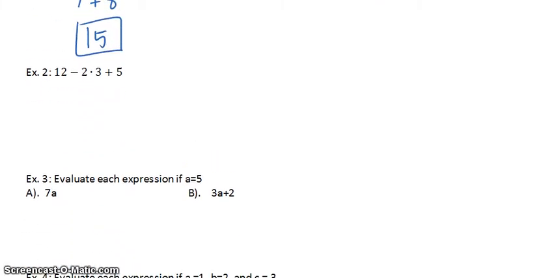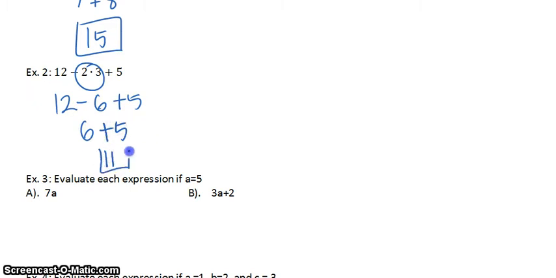Okay, so we have 12 minus 2 times 3 plus 5. I know that multiplication comes before addition or subtraction, so we have to do this part first. So I'm going to say 12 minus, and 2 times 3 is 6, plus 5. Now we have both subtraction and addition. One's not better than the other, they're at the same level, so we do them from left to right. We do 12 minus 6 first, which is 6. And then we have plus 5, which is 11.